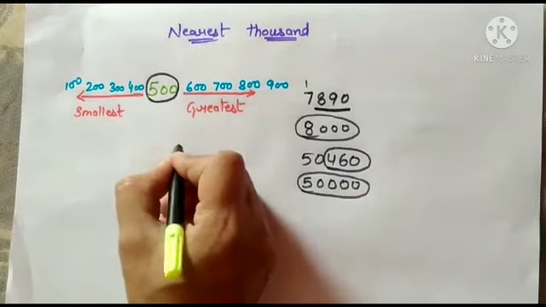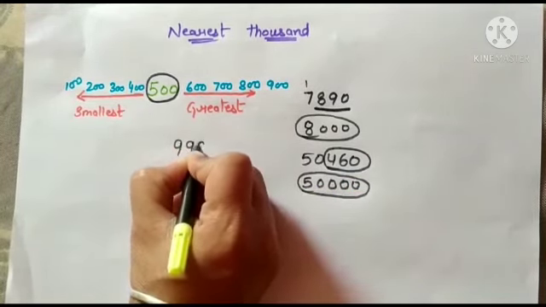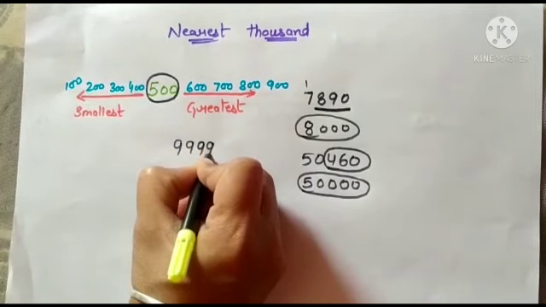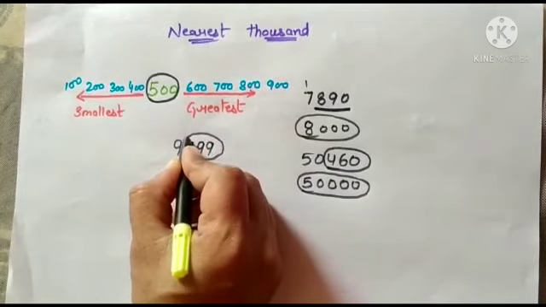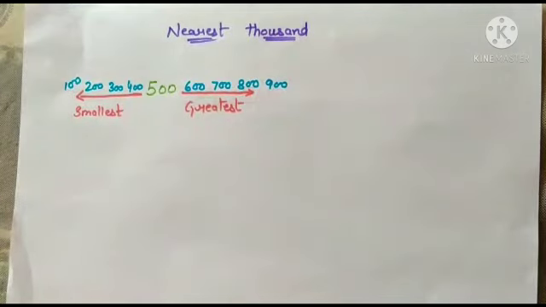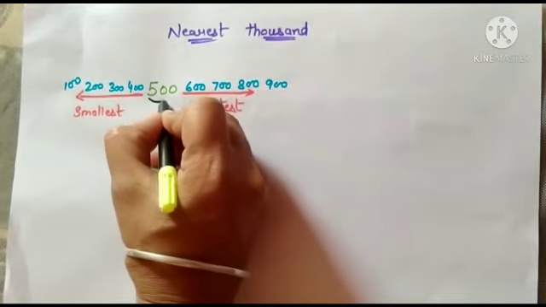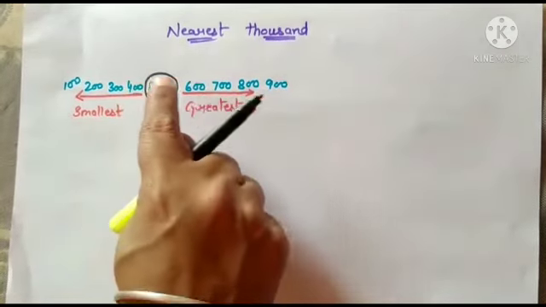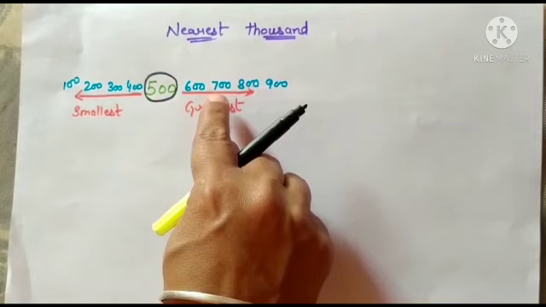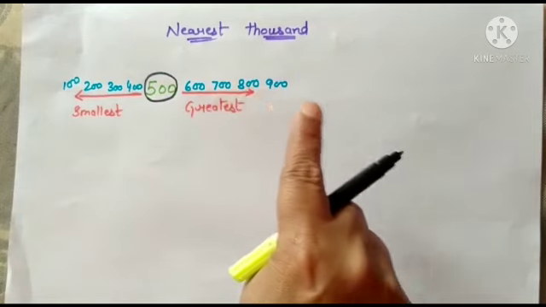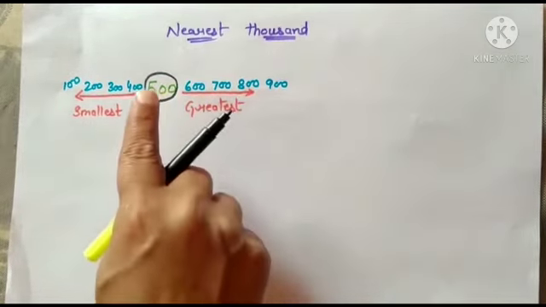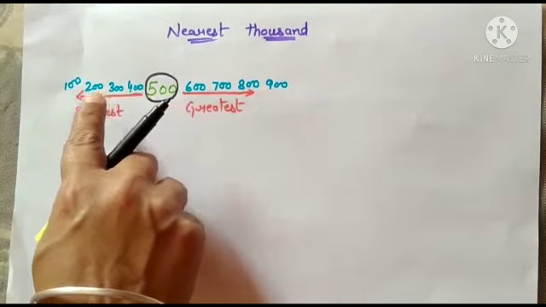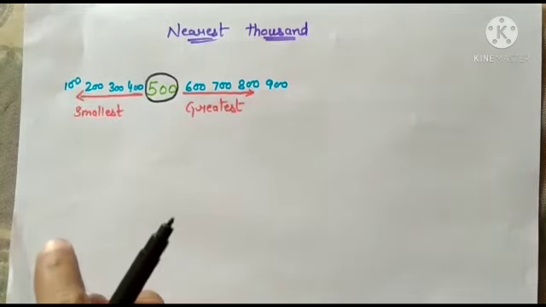Like that, third one is 9,999. We have to follow the rules like that. Here we will use 500. If the number is above 500, then we will add 1 and put 0 in the last 3 digits. And if the number is smaller than 500, we will put only 0.